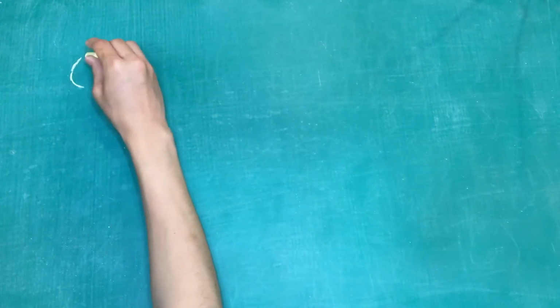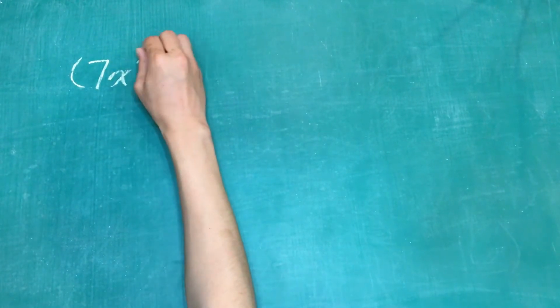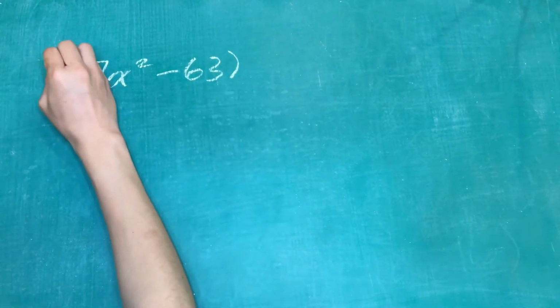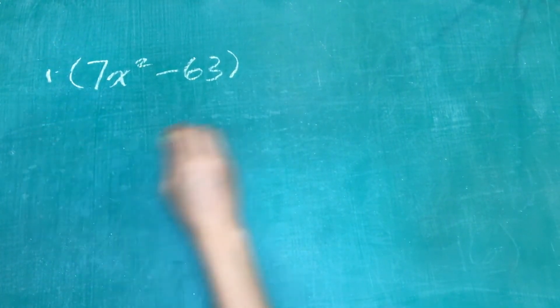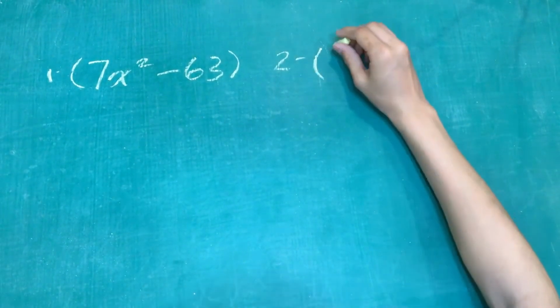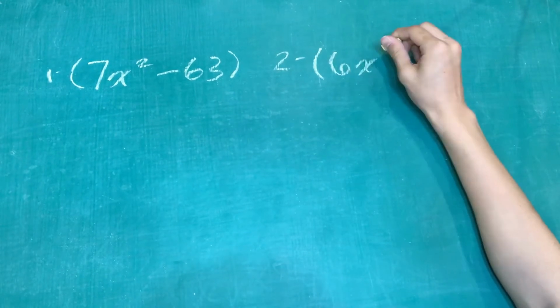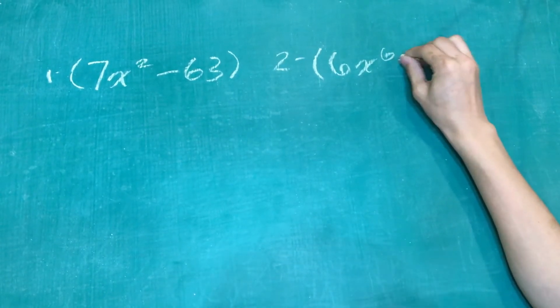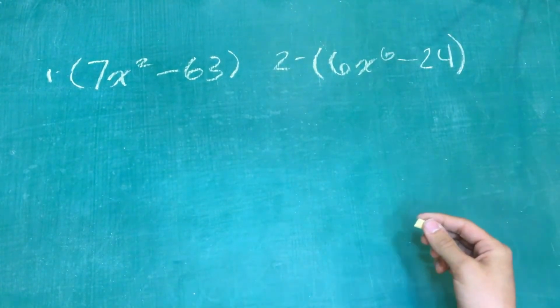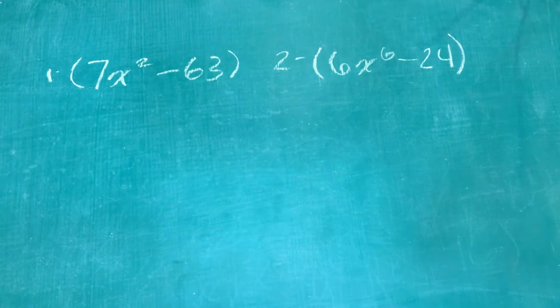Okay, as I promised at the beginning of the video, I would give you two examples that you could practice. The first example is going to be 7x squared minus 63. And the second one is going to be 6x to the 6th power minus 24. You can pause this video to solve the problems. Did you get them right?